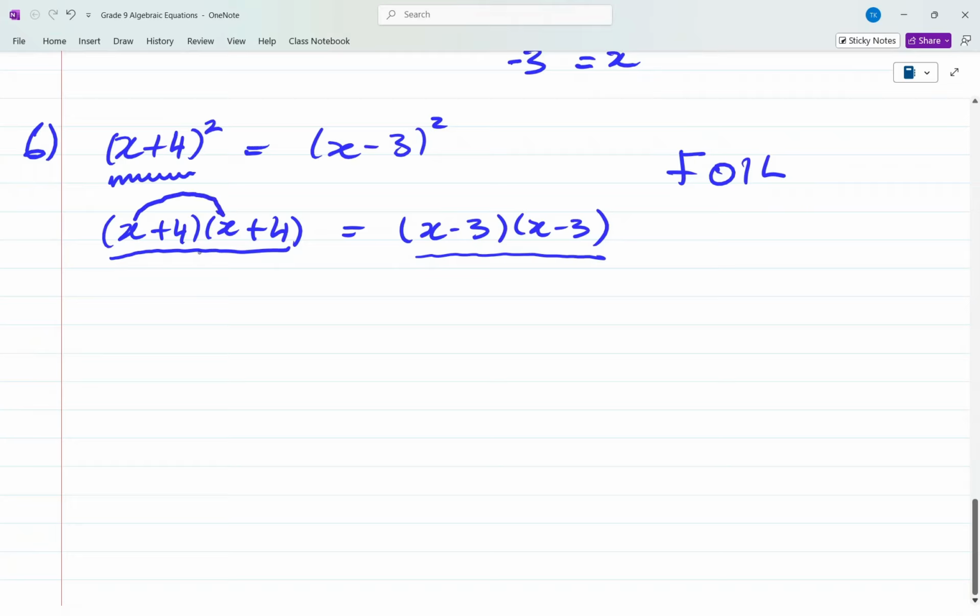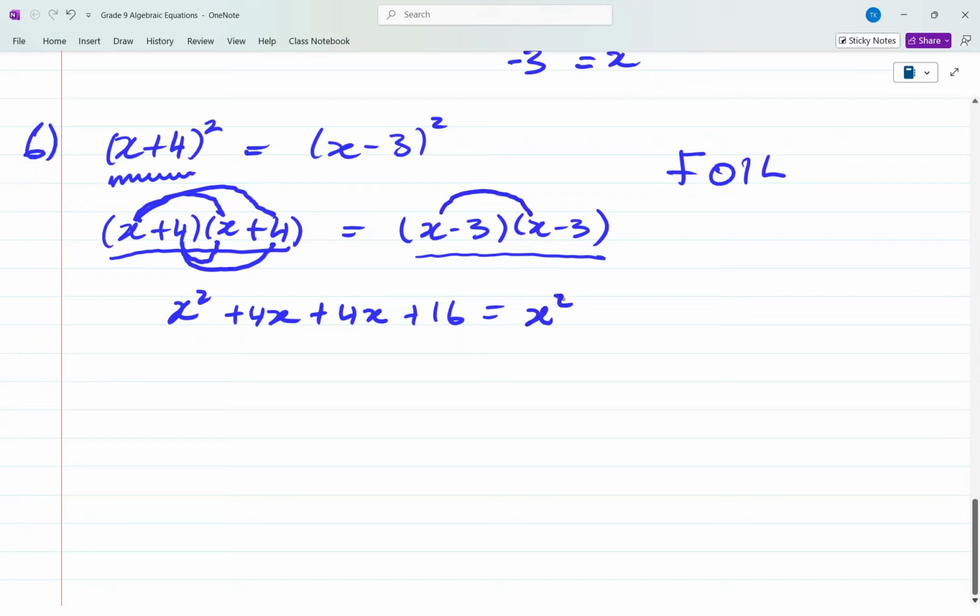X multiplied by x will now be x squared, and then x multiplied by 4 will now be 4x, and then 4 multiplied by x will give you 4x, another 4x, and then 4 multiplied by 4, you are now having 16. We do the same thing even on the right hand side. This is our equal sign, and then x multiplied by x is giving you x squared, and then x multiplied by negative 3 is giving you negative 3x. Negative 3 multiplied by x is giving you another negative 3x, and then negative 3 multiplied by negative 3 is giving you positive 9.